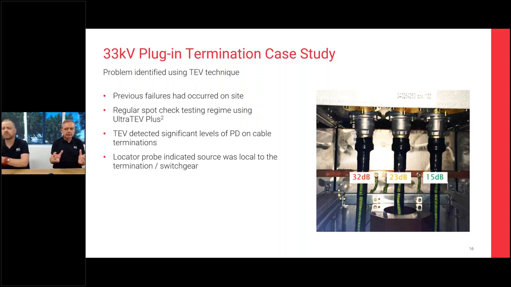So if we're starting to see a population issue and we start seeing PD, maybe we're only seeing the 23 dB here. If we've had previous problems, then that's something that we would take much more seriously than if we just saw it as a one-off test. Dry terminations will generally not cope with the partial discharge levels of, say, an old compound insulated type termination.